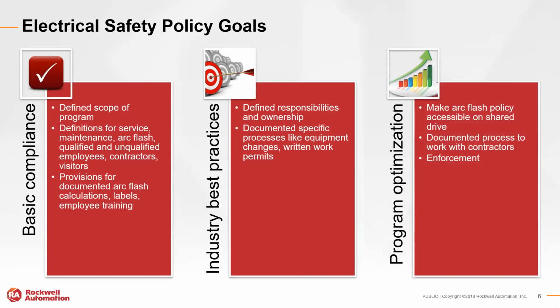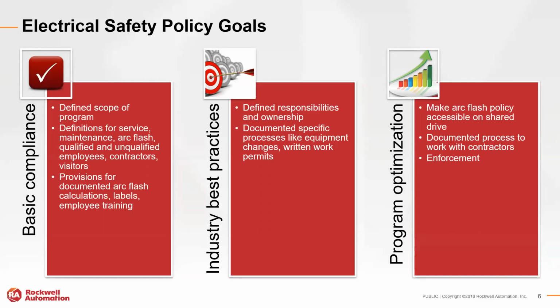It should identify what your organization deems required for an arc flash study, including how calculations are performed, how labels are generated and installed, and how employees get trained. From the industry best practices perspective, defining responsibilities and ownership will help you take a next step there, as well as documenting specific processes. For example, what do you do when there's a change to your equipment base? If you're moving a production line from one area of the facility to another, maybe you're changing where it's ultimately fed from in your electrical system when you do that.